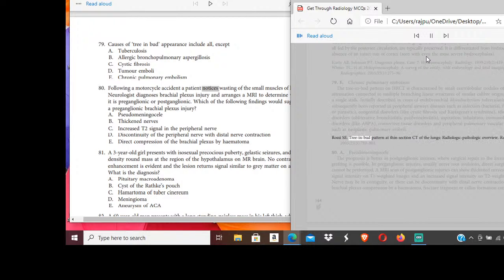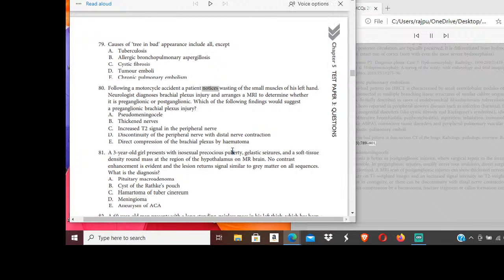Rossi S.E., Tree in bud pattern at thin section CT of the lungs, radiologic pathologic overview. Radiographics. 2005, 25, 789-801.